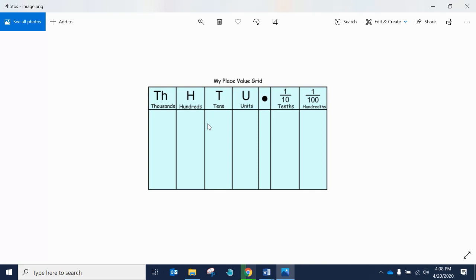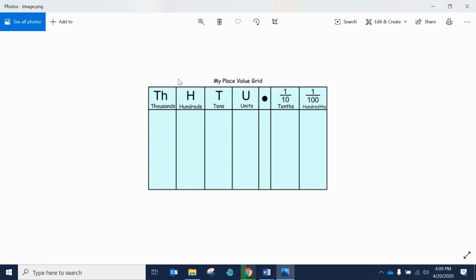So we know that every time we move a column to the left, we get 10 times bigger. So let's start with our ones column. I know it says units here, but we call them ones. So these are your ones. And then when we multiply 1 by 10, we get 10. Then when we multiply 10 by 10 again, we get 100. And when we've got 100 and we multiply that by 10, we get 1,000.